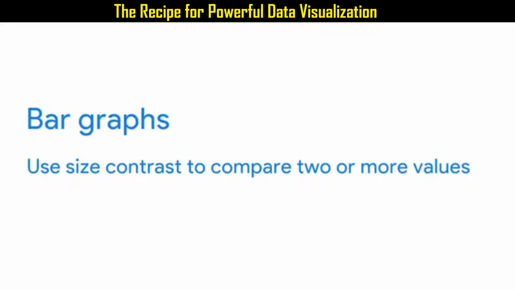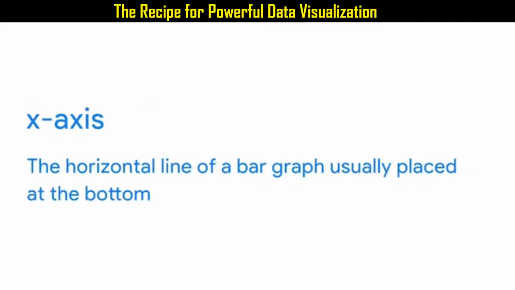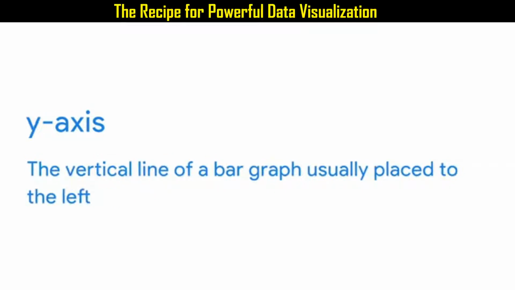Bar graphs use size contrast to compare 2 or more values. The horizontal line of a bar graph, usually placed at the bottom, is called the x-axis. In bar graphs with vertical bars, the x-axis is used to represent categories, time periods, or other variables. The vertical line of a bar graph, usually placed to the left, is called the y-axis. The y-axis usually has a scale of values for the variables.